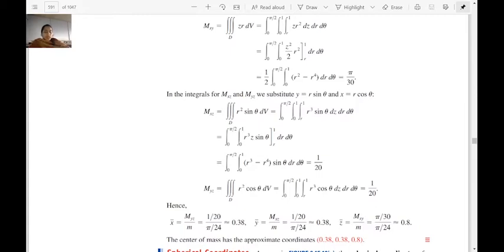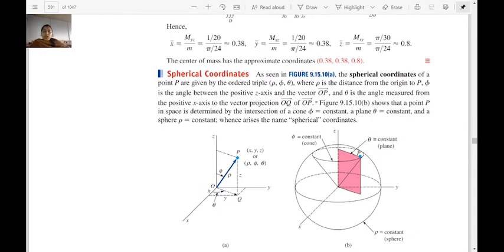So we can find the value of the center of mass. The center of mass will have the coordinates x bar, y bar and z bar. X bar is Myz by small m, which is 1/20 divided by π/24. Y bar is Mxz by small m, which is 1/20 divided by π/24. And z bar is Mxy by m, which is equal to π/30 divided by π/24. So that's how we can use the cylindrical coordinates to evaluate the triple integral.